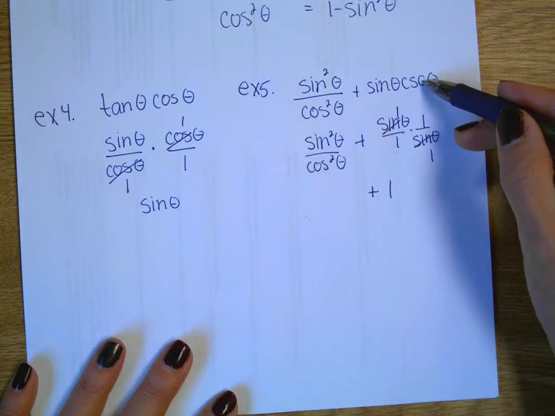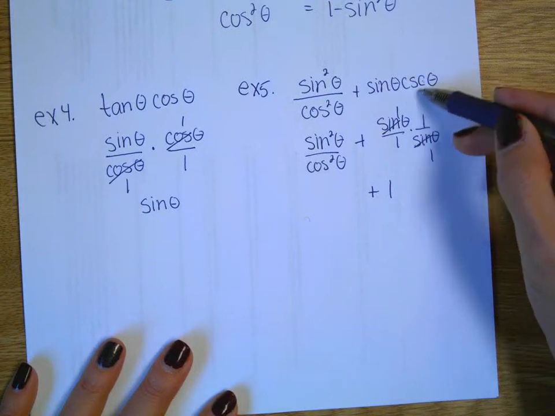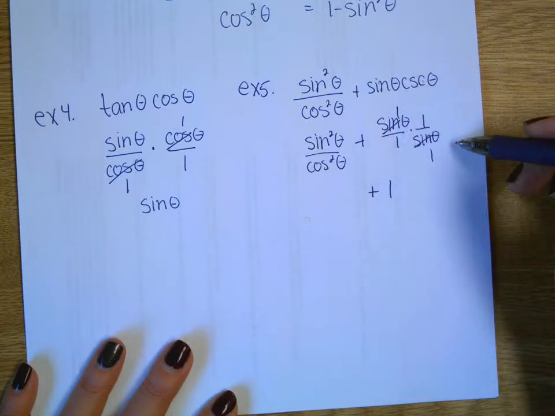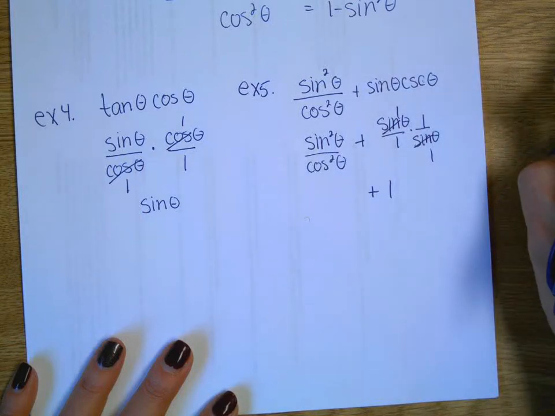All she did was switch this to 1 over sine. Yeah, so then I made this sine over 1 so I could line things up. Anytime I've got one fraction, whatever's next to it, I make fractions. Just keeps everything lined up nicely. And then sine squared over cosine squared is tangent squared.